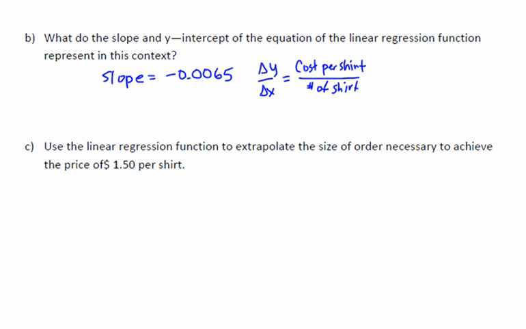So this would be the rate of change of the cost of your shirt, because your cost per shirt for every number of shirts, your unit for our slope is cost per shirt per shirt. It's kind of like acceleration, right? Meters per second per second. So it's the change of the cost of our shirts, change of the cost of our shirt.